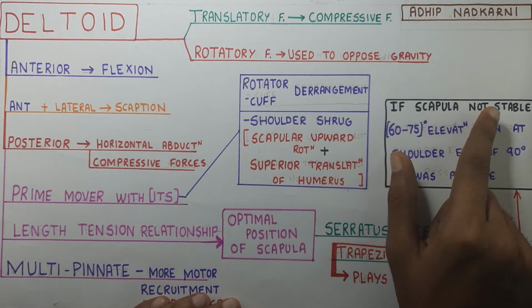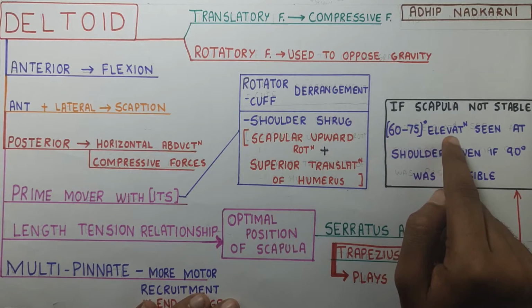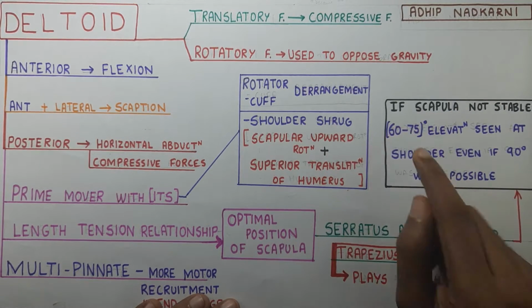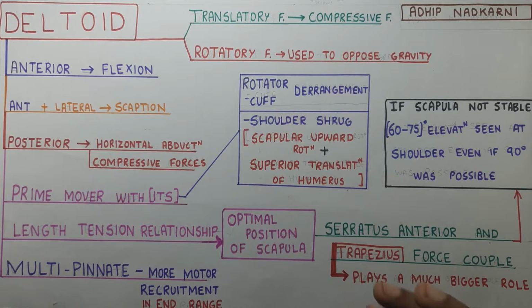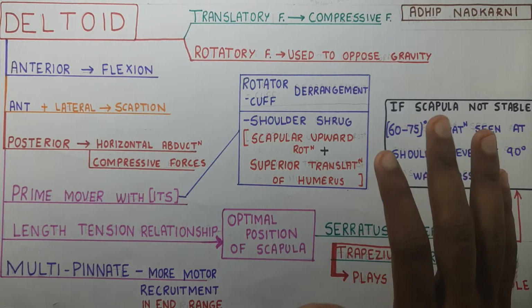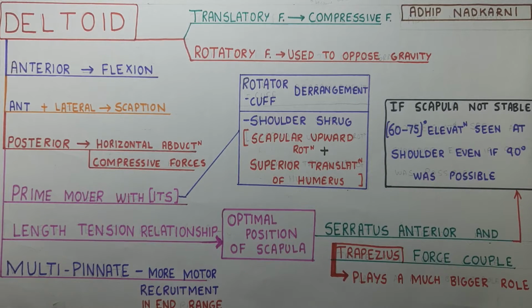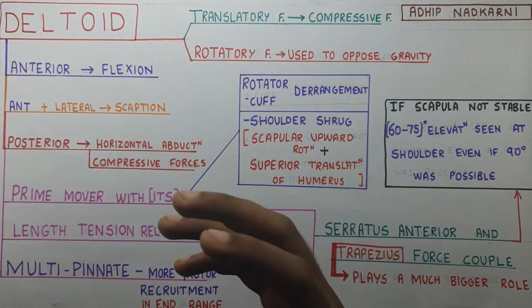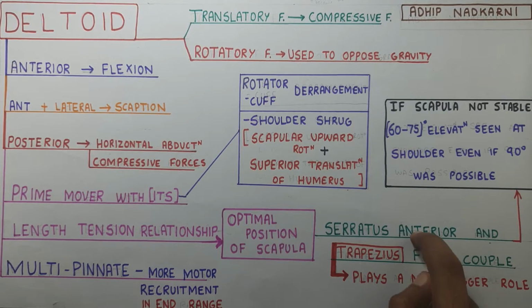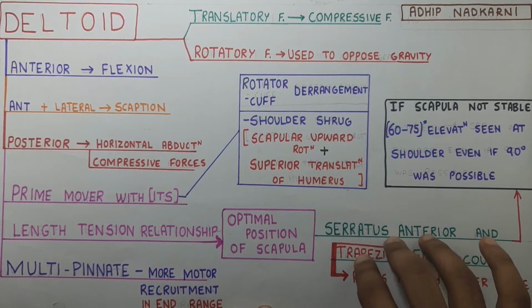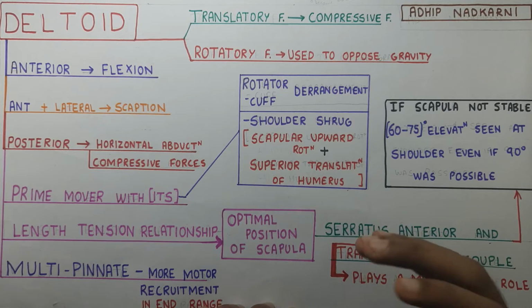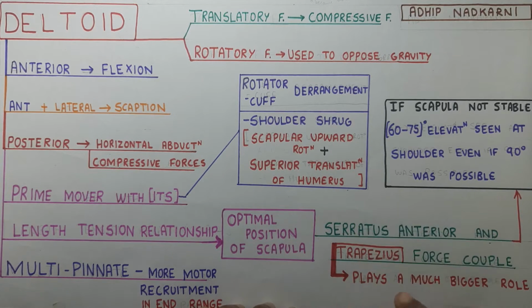So basically, if your scapula is not stable, only 60 to 70 degree elevation is seen at your shoulder joint. Even if 90 degree was possible, because your scapula is not efficient at stabilizing, only 60 to 70 degree of elevation is seen. So that is something to keep in mind, that length tension relationship is very important for deltoid to act, and that is given to it by your serratus anterior and trapezius muscle. Over here, that's all I'll be mentioning about trapezius and serratus anterior function. If you want to know more about it in more depth, you can check out my previous videos on upward rotation.